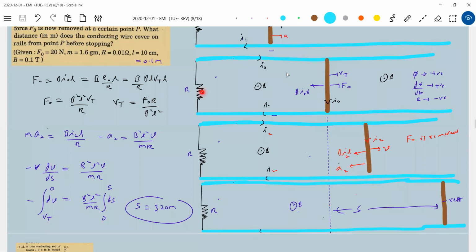If it is a bulb, can you say anything about the brightness of the bulb? If this is a bulb, what happens to its brightness? First it will increase. Then finally, when it is moving at terminal velocity, the brightness will be constant. Then when you remove the force, the brightness will decrease. Am I right? If this were a bulb, the brightness will gradually increase. Once it attains terminal velocity, the brightness will be constant. Then once you remove the force, it starts decreasing.